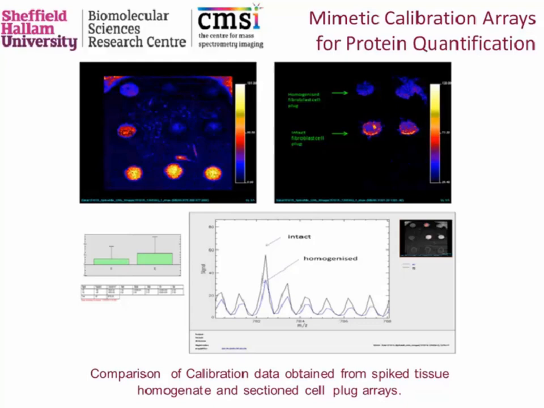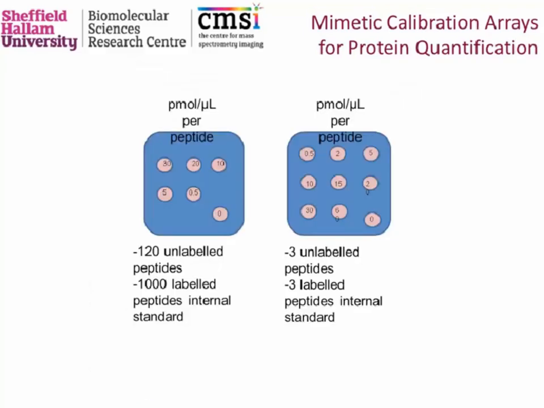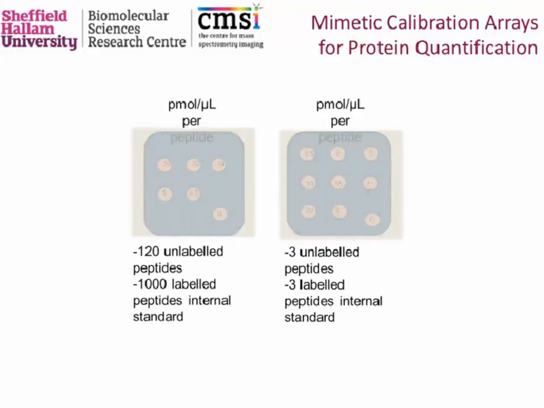So as I said, the way that we create our calibration array is to grow up lots of cells, to put them into wells created in gelatin as intact cells, to spike them up with the peptides, and then to section them as intact cells. You can see we get much less signal suppression. Okay, so these are put into gelatin and then sectioned to give us our calibration array.